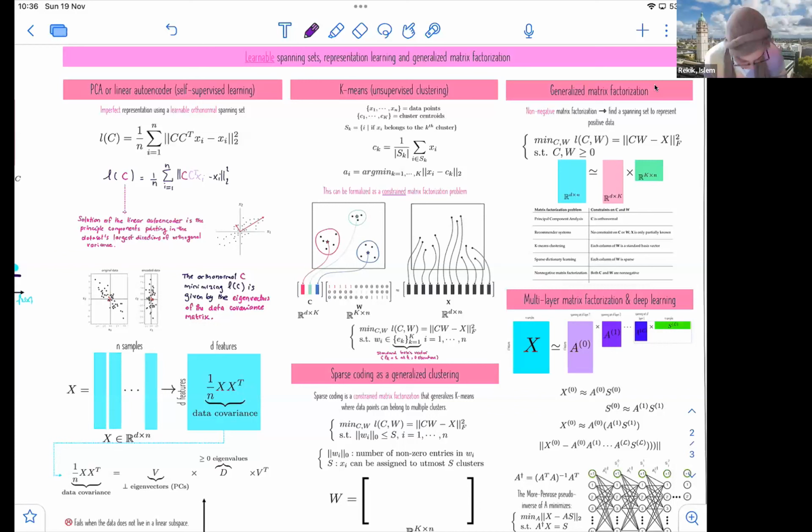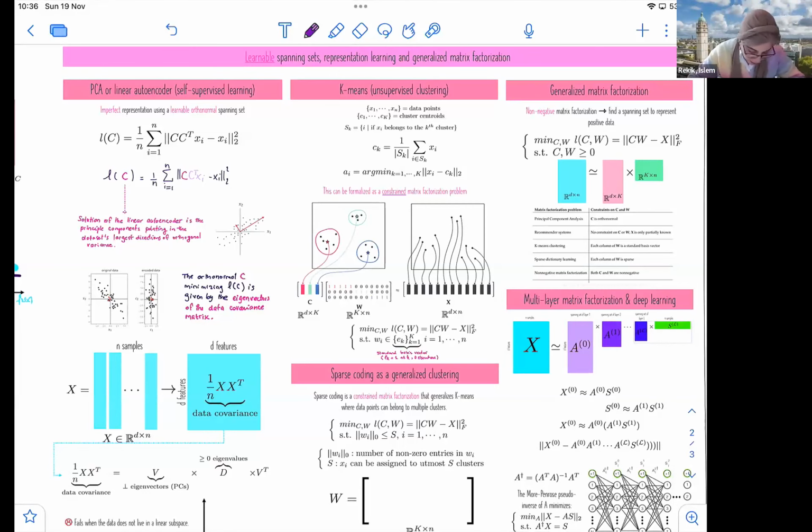Building on what we have seen earlier, we will look at different examples where we now have learning spanning sets. These are conventional and supervised machine learning examples where we're trying to learn a good representation of the data for dimensionality reduction or for K-means.